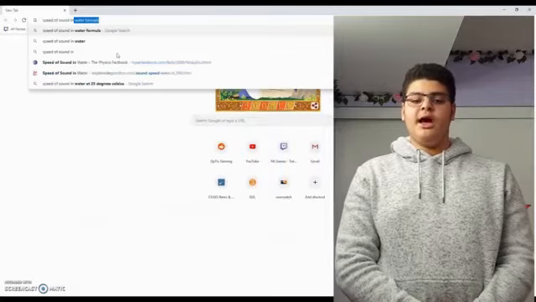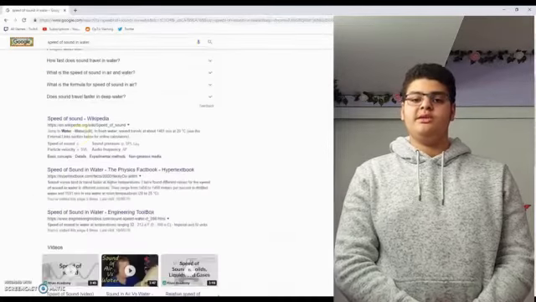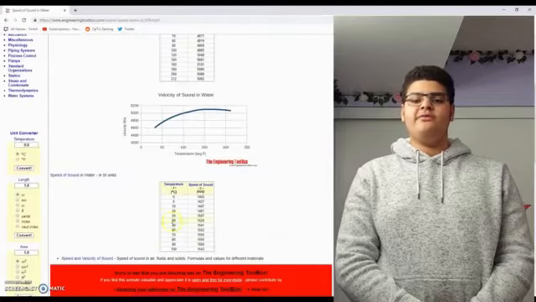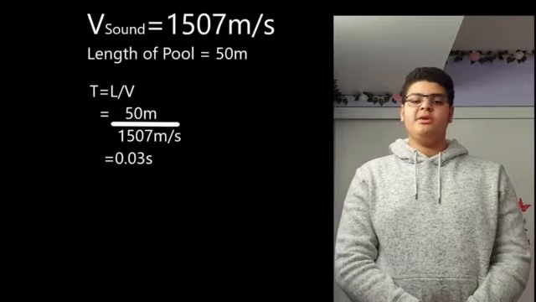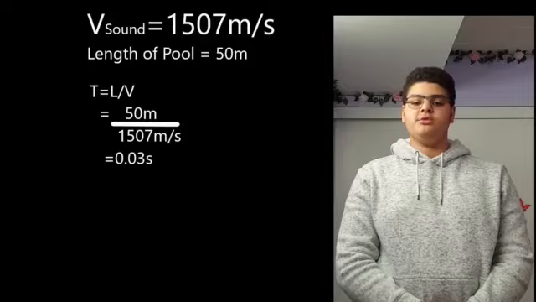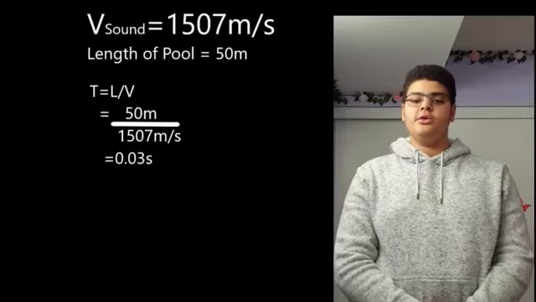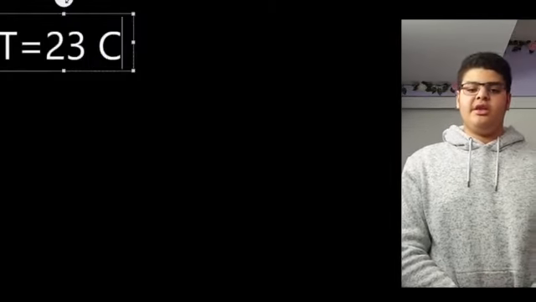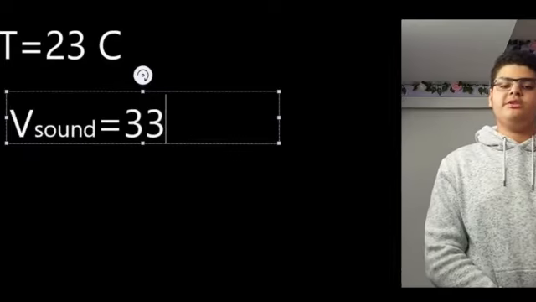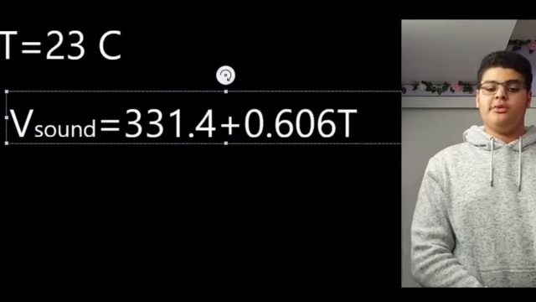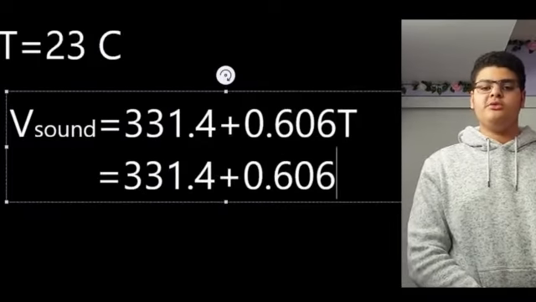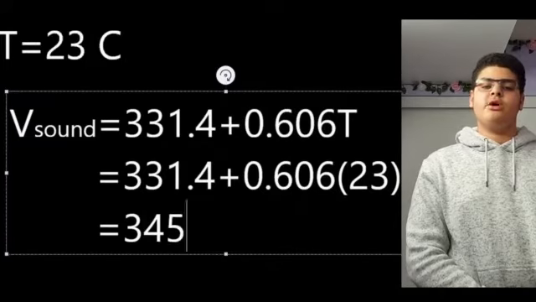The speed of sound in an average pool, which has a temperature of 28 to 30 degrees Celsius, is a blazing 1,507 meters per second. This means it would take 0.03 seconds for the sound to travel from one side to the other in an Olympic-sized pool. The temperature in the building that contains the swimming pool is approximately 23 degrees Celsius. Once you input that temperature into the formula, you'll find that the audience hears the impact of the diver with the water at a speed of 345 meters per second.